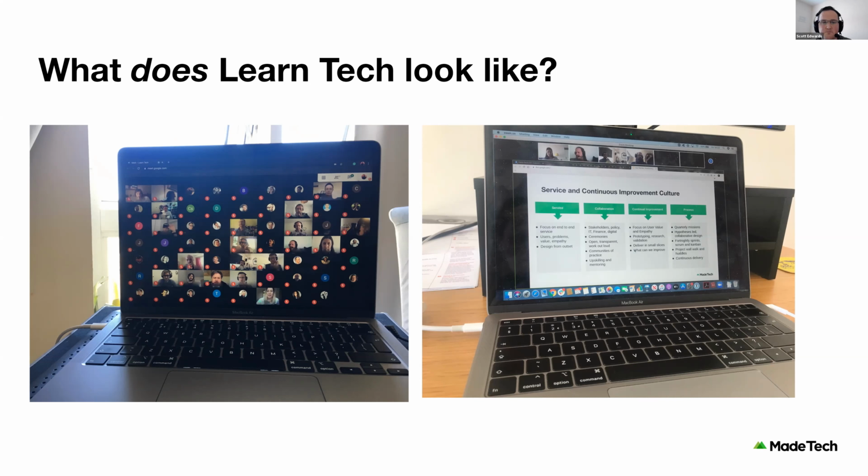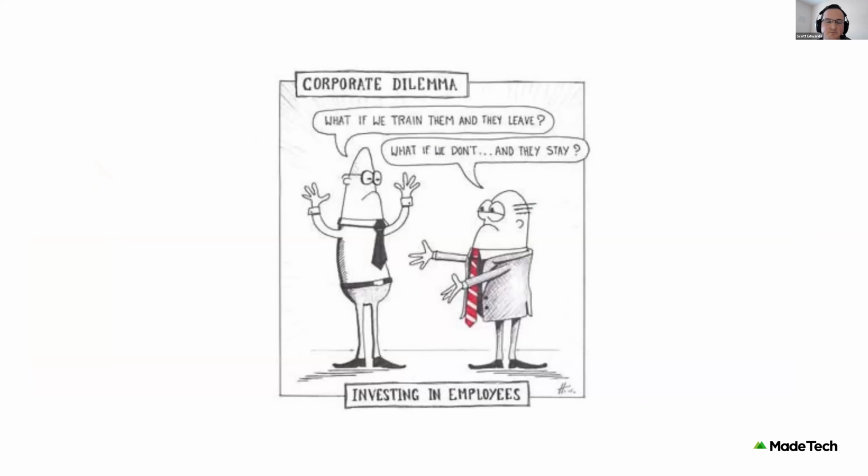So if I've done a good job at this moment, I would be hoping that you'd be thinking, hey, this sounds pretty great. I'd love to implement this practice in my organization. But if so, you're probably also thinking, what is this going to cost me? So let's talk about costs, otherwise known as the elephant in the room, using this classic cartoon. This shows the most common dilemma when it comes to investing in your people. So what if you train them and they leave?